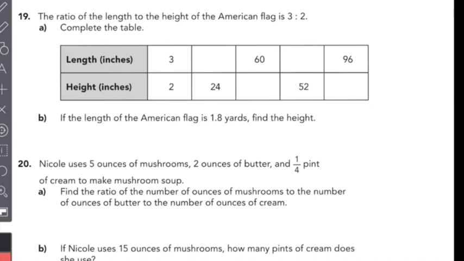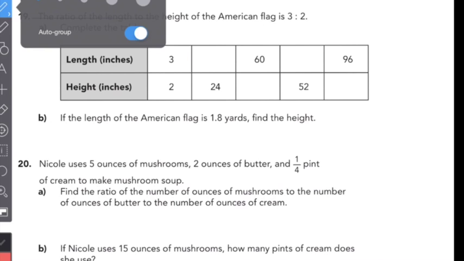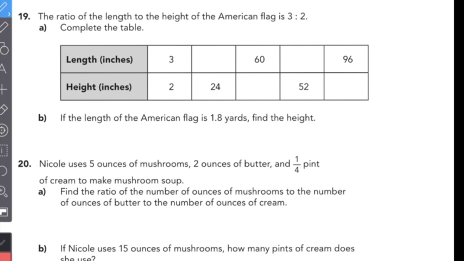Okay, boys and girls, to solve number 19, here's what we need to do. Let me just get my marker. We have to complete the table, and the initial ratio is right here: 3 to 2. That means length is 3 and height is 2. When you try to fill it out, look to see what they give you. In the second column, they give me the height. The height goes from 2 to 24, and I know that 2 times 12 is 24.